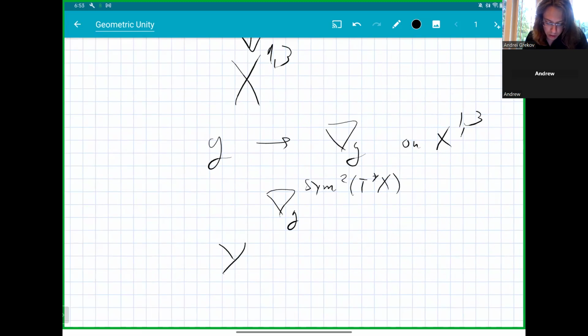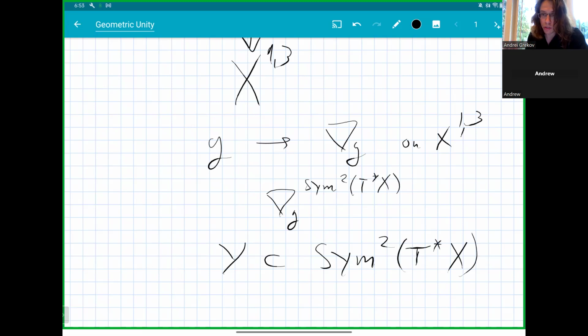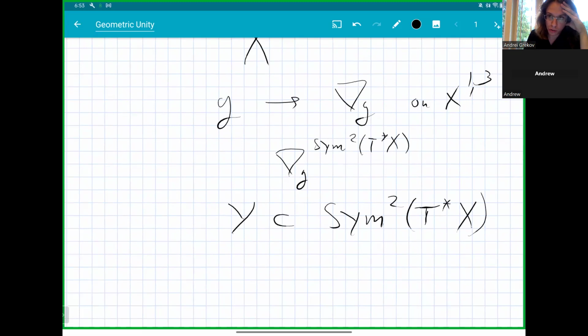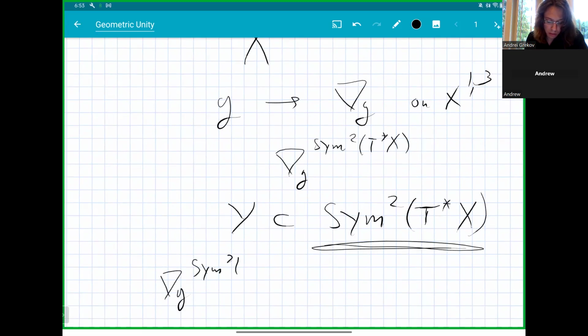And Y is an open subset inside this cotangent bundle, or the symmetric power of the cotangent bundle, because it's specified by a certain open condition, right? The metric has to be a positive definite symmetric tensor. But as this condition is open, the Levi-Civita connection extends well on Y, or let's say restricts well.